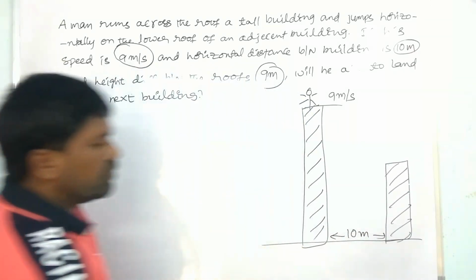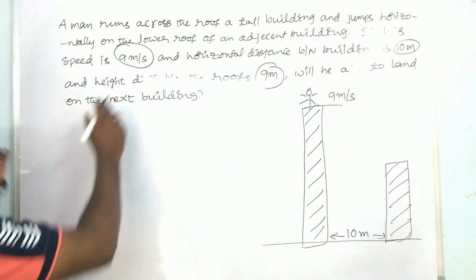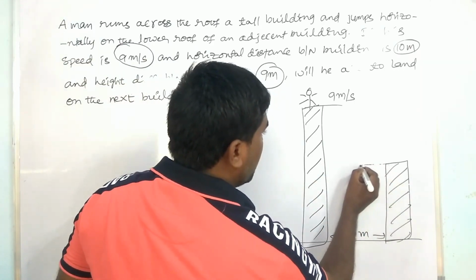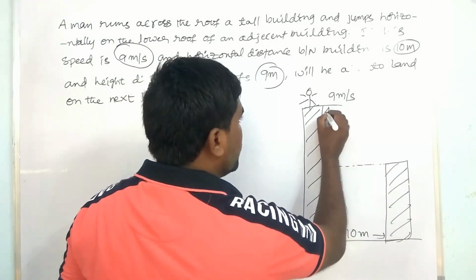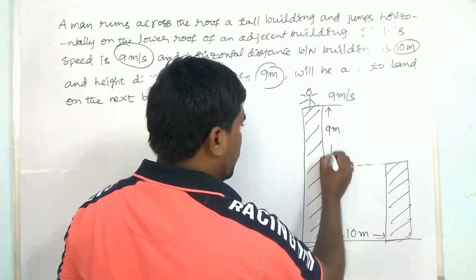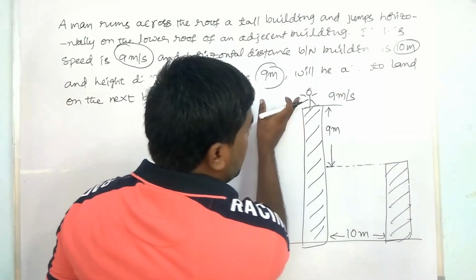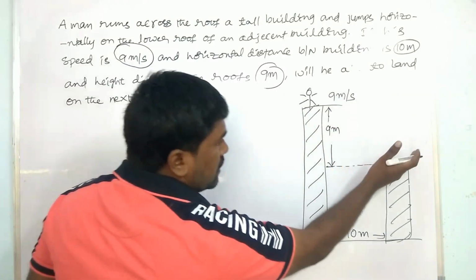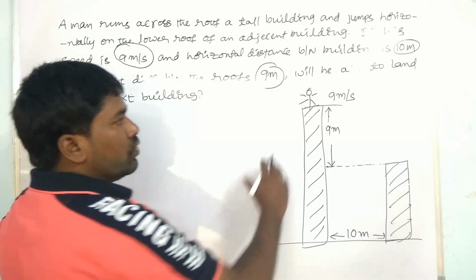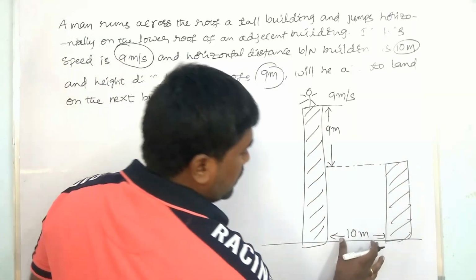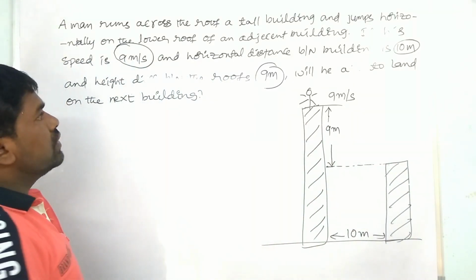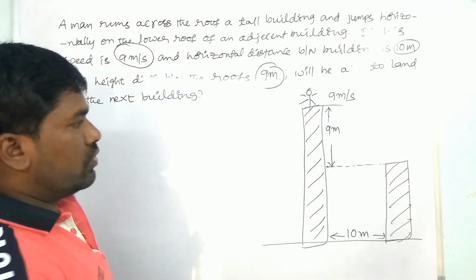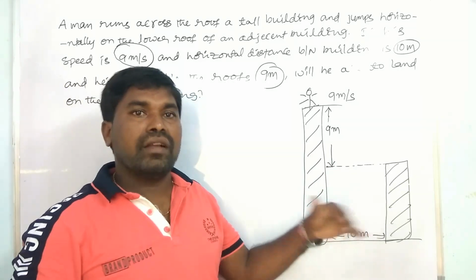This is the distance between these two buildings. And the height difference between the roofs: this is the roof of the first building, and the height difference is 9 meters. He stands at 9 meters of height on the first building and wants to jump onto the other building, which is at a distance of 10 meters. So our question is, will he be able to land on the next building or not?